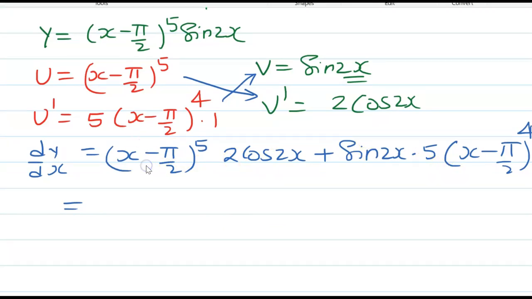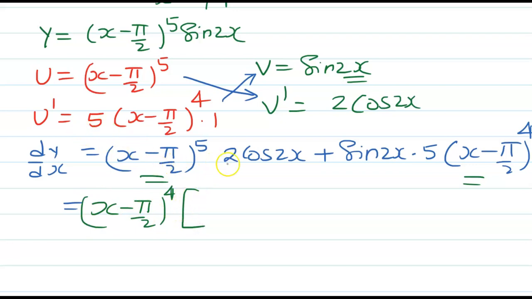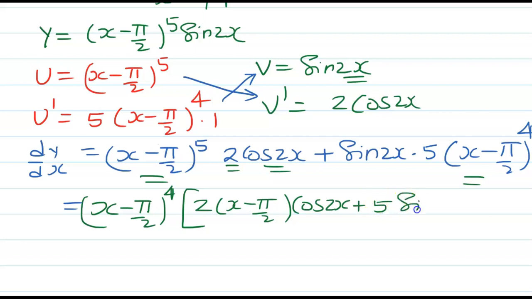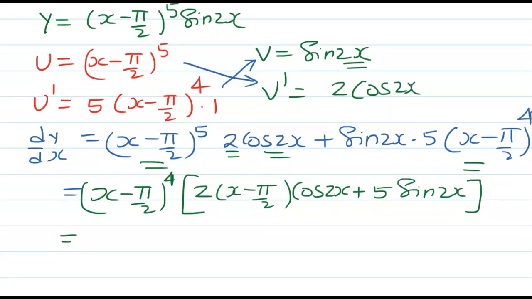So if you see here, (x minus pi by 2) to the power 5 and it is 4, so let's take out whatever is common. So I have taken (x minus pi by 2) to the power 4 outside here. So what is left here? This 2 and 1 (x minus pi by 2) from here, and then this cos 2x, and here what is left? 5 sine 2x, 5 sine 2x. Okay, isn't it? So far so good.